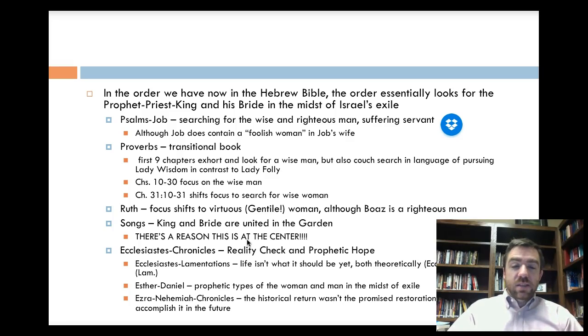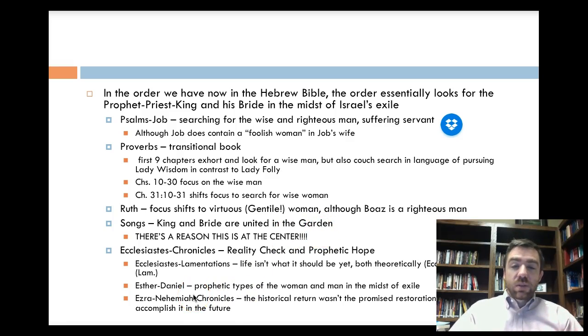But then Ecclesiastes and Lamentations give us a reality check. Life is vanity, it's not what it should be in Ecclesiastes, and in Lamentations, historically, it's not what it should be. The temple in Jerusalem had been destroyed. So God hasn't come to redeem his people yet. We're still looking for, in other words, the king and his bride in a renewed earth.